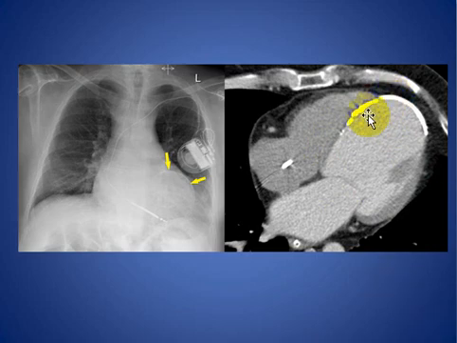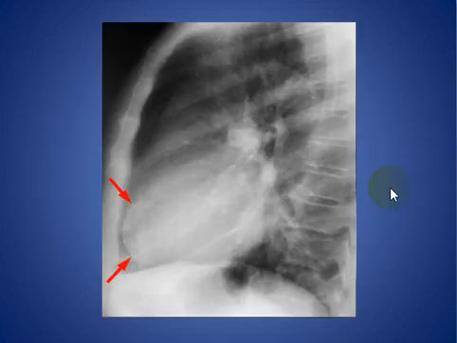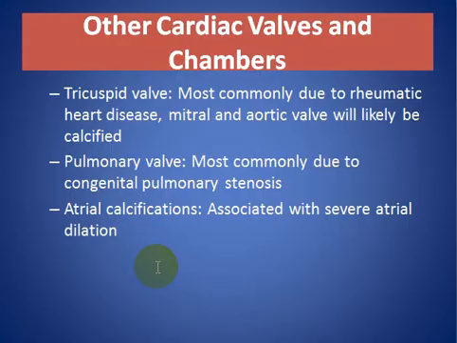The overlying myocardium is thin, and the patient has arrhythmia. Here another patient with calcified myocardium due to previous infarction located anteriorly on this lateral chest X-ray.